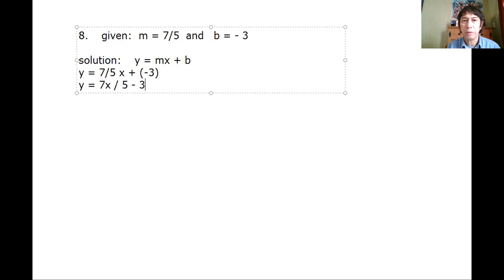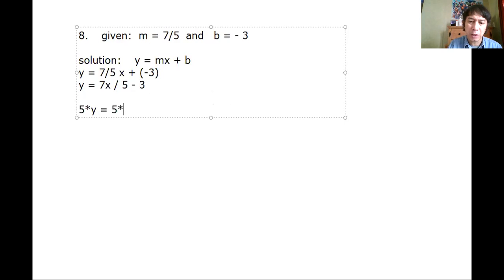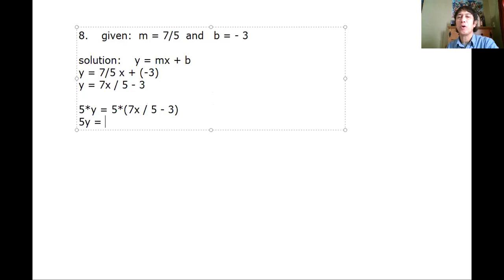Now, to start with, we shall get rid of the fraction 7 over 5 by multiplying by the number 5. So 5 times y for the left side, and then 5 times the quantity 7x over 5 minus 3. The next line will be 5 times y is 5y. And when we distribute the 5 to the contents of the parentheses, the 5 cancels out with the other 5. We'll only have 7x. And then 5 times negative 3 is a negative 15. There. And we're almost done.